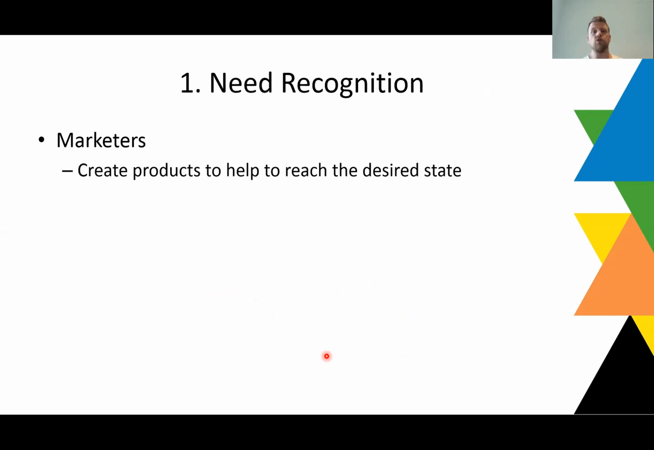Interestingly, of course, they create products to help you reach the desired state, right? They create food products to satisfy your cravings. They build furniture to satisfy your accommodation necessities, and so on and so forth. Most products are simply put, they make sense in order to reach a desired state.